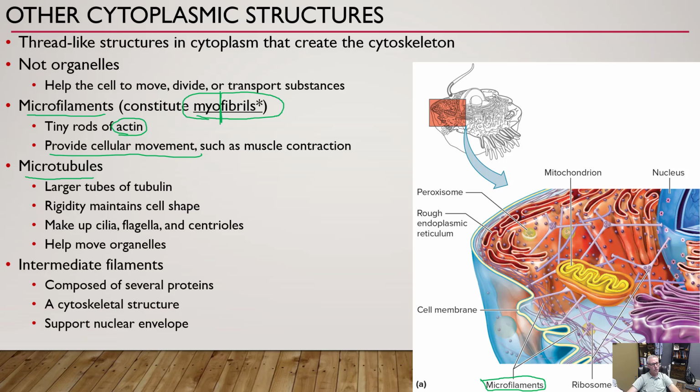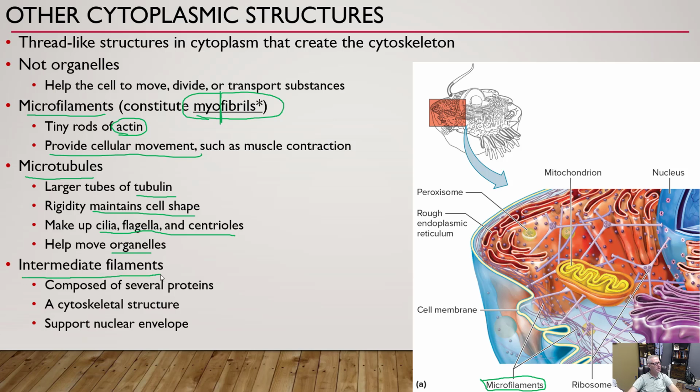Microtubules are larger than microfilaments. They contain tubulin. They're more scaffolding-like and help maintain the cell shape. They make up flagella, cilia, and centrioles. They help move organelles around within the cell. We'll look at the cilia, flagella, and centrioles later on.